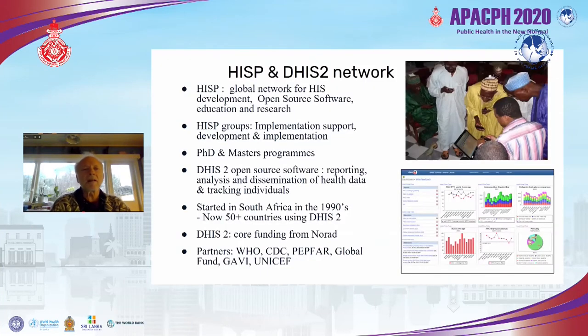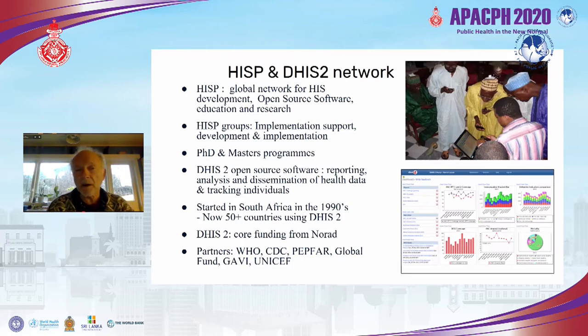So this is the background of the technical aspects of the platform. And more generally, we call it the HISP and DHIS2 network. HISP actually stands for Health Information System Program. It's a network of universities, NGOs, Ministry of Health, etc. in many countries. A global network for development and open source software implementation and development, and education and research.